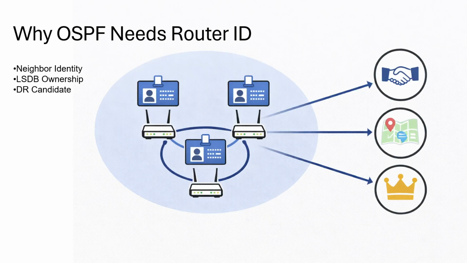So why does OSPF need a router ID? Because OSPF is building a topology map, the LSDB, and it needs a stable way to say that this router originated this link state information, or this router is my neighbor, this router is a DR candidate, or this router is the endpoint on this link. In other words, OSPF needs a stable, unique name for every router, and it uses the router ID for that. If router IDs change unexpectedly, OSPF behavior becomes unstable, and that's why router ID matters.